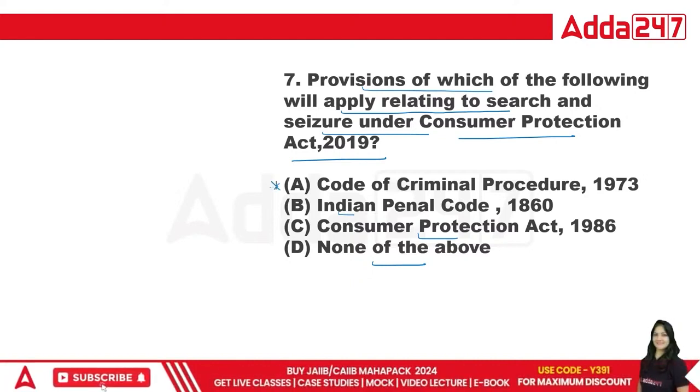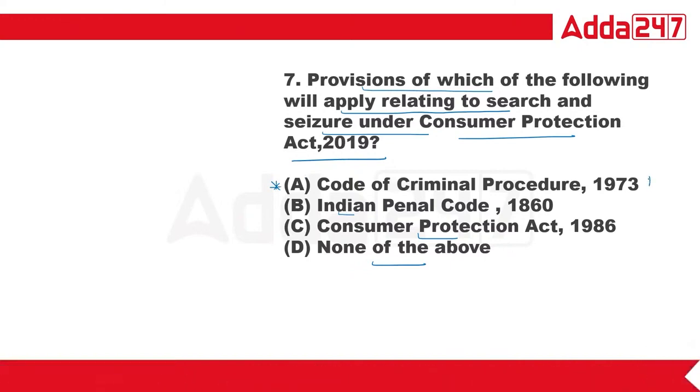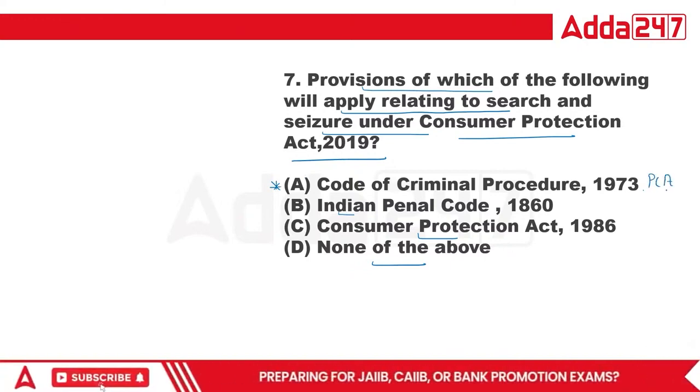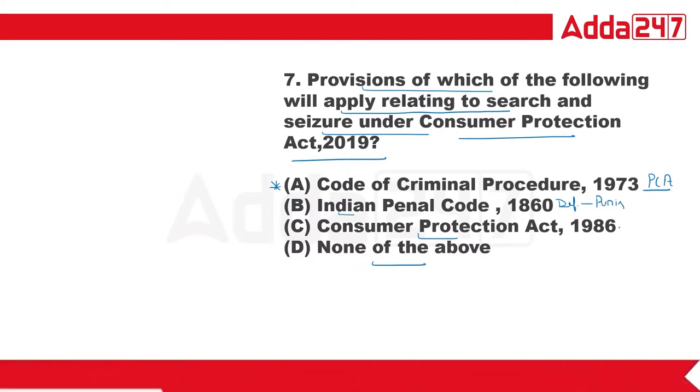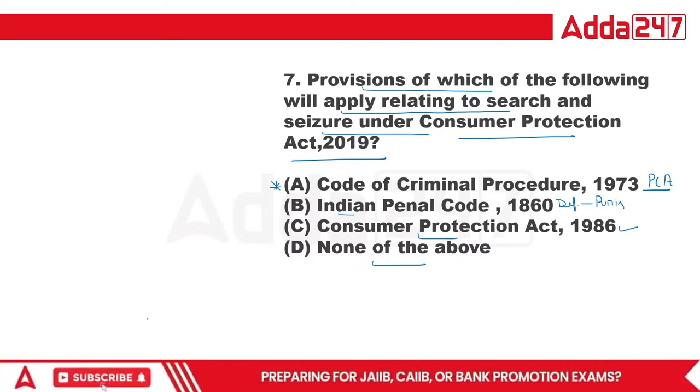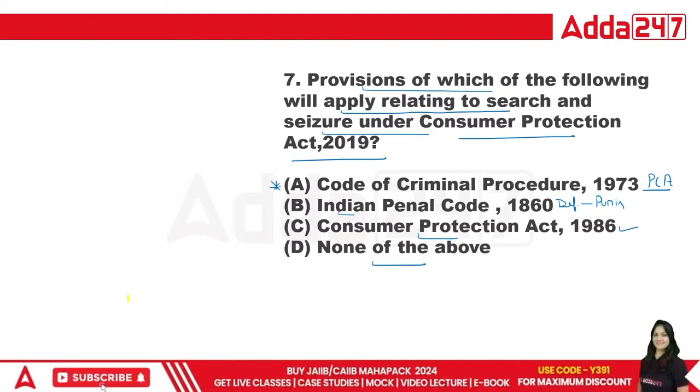CRPC, we have already learned in the Prevention of Corruption Act. IPC talks about the definition of offense and the punishment. Consumer Protection Act, you know that. None of the above. So which of the following talks about search and seizure?